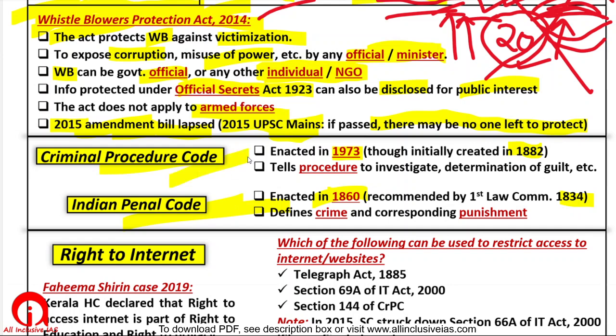Now, what is the difference? The difference is pretty simple. See the word here, procedure. It tells the procedure, that what procedure you will follow to investigate. The police will investigate the crime. What procedure does the police have to follow? After that, the court case will be there. In the court case, what will the court see? How will the court determine whether a person is guilty or not? So that is CrPC.